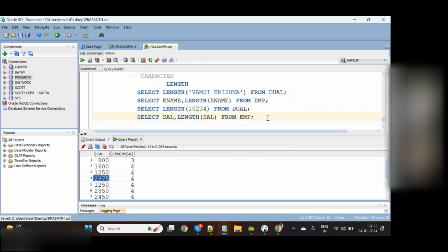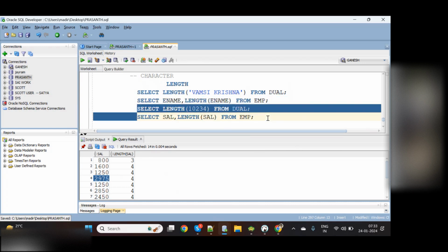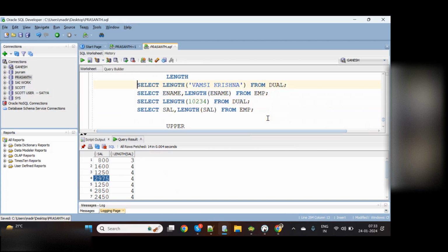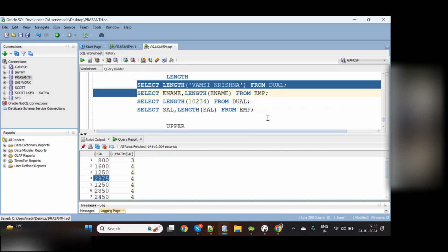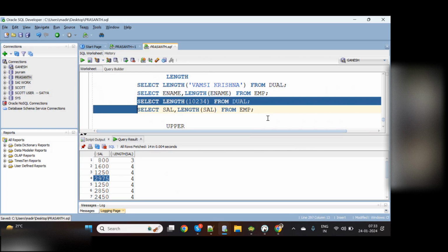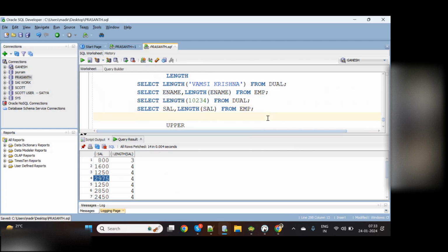It's working, but we need to find out where we use it in real time. Character is something where we can use it, but for the numeric part, where we will use it, we have to find out. Okay, then we will stop here.